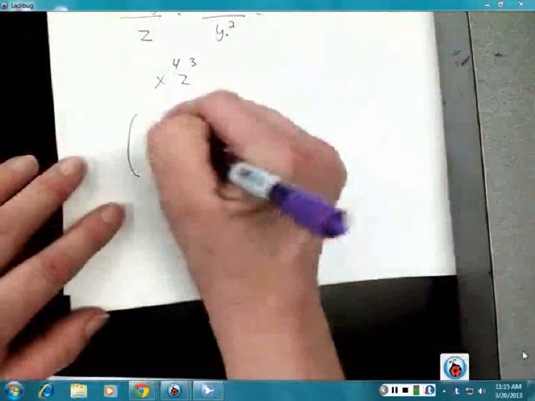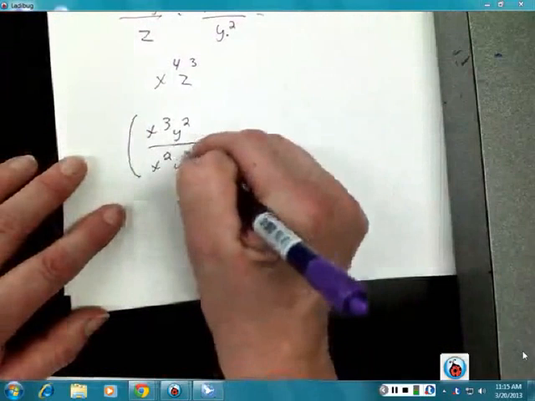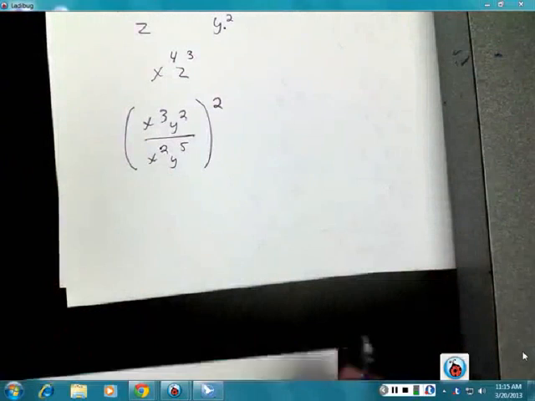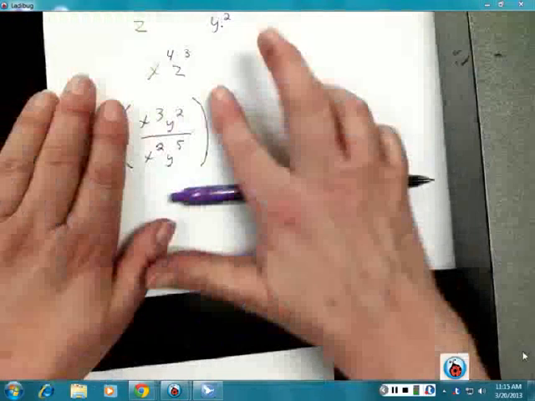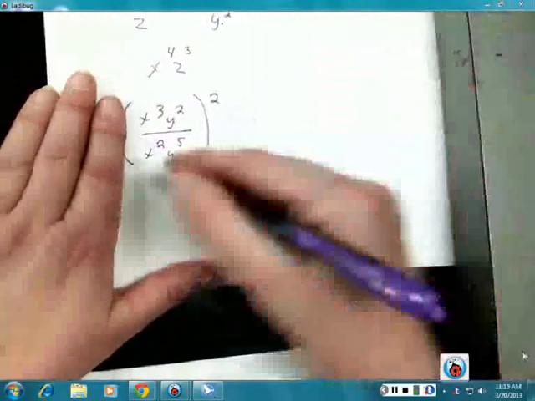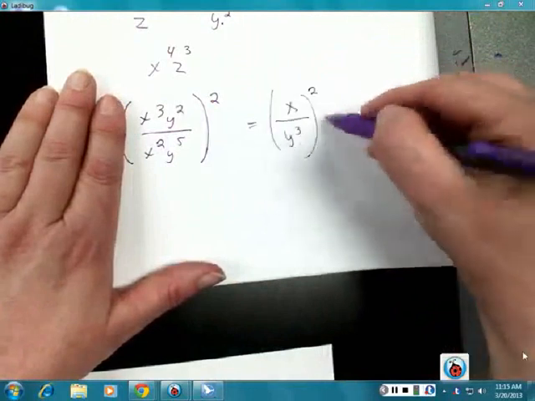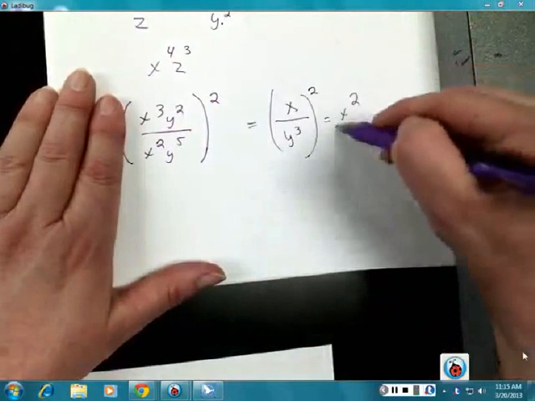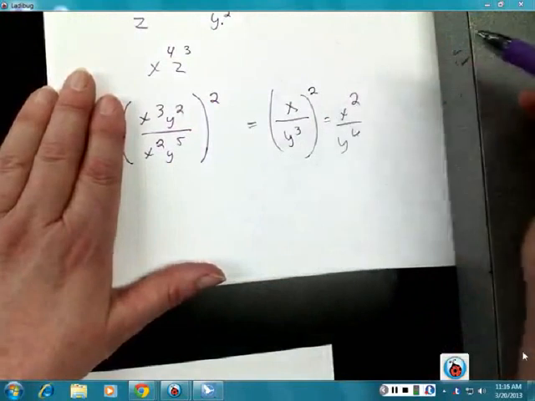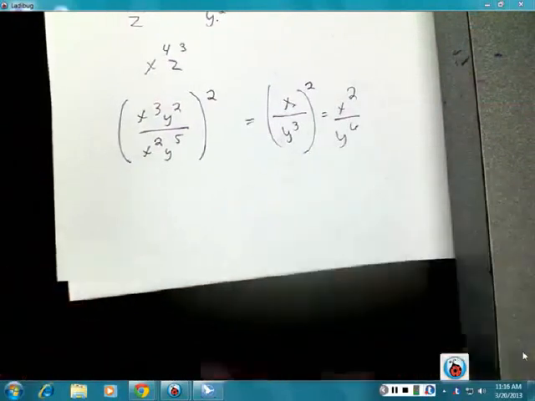How about this one? x to the third, y to the second, over x squared, y to the fifth, raised to the second outside. You distribute the 2, but before you distribute, look inside and see if you can do anything first. You want to solve the inside first before you distribute. No, y to the 6th, because you're multiplying. Be careful and make sure you get that multiplication going with those.